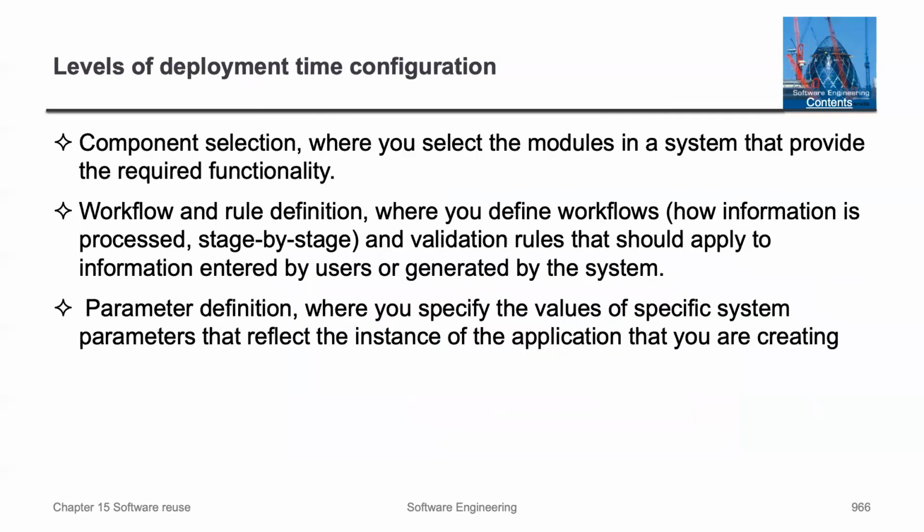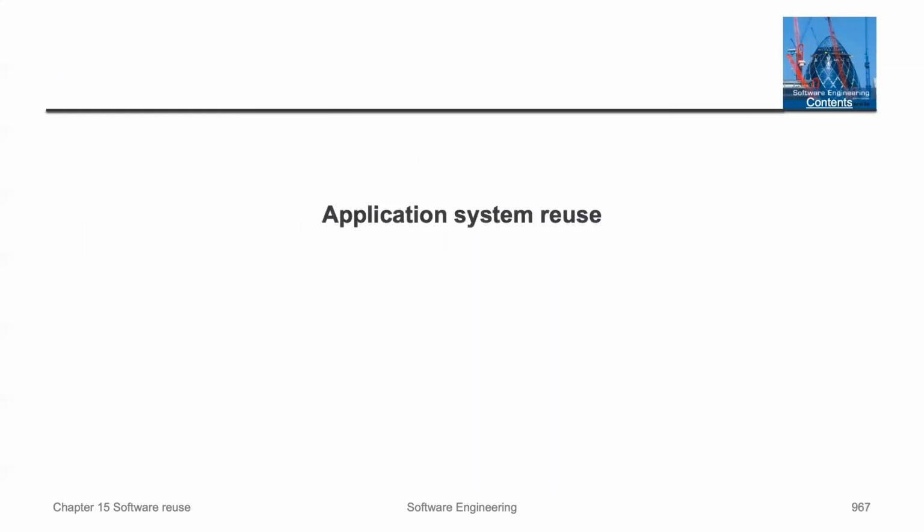In terms of the levels of deployment time configuration, there is component selection, where you select the modules in the system that provide the required functionality. You have workflow and rule definition, where you define workflows, how information is processed stage by stage, and validation rules that should apply to information entered by users or generated by the system. And finally, you have parameter definition, where you specify the values of specific system parameters that reflect the instance of the application that you are creating.